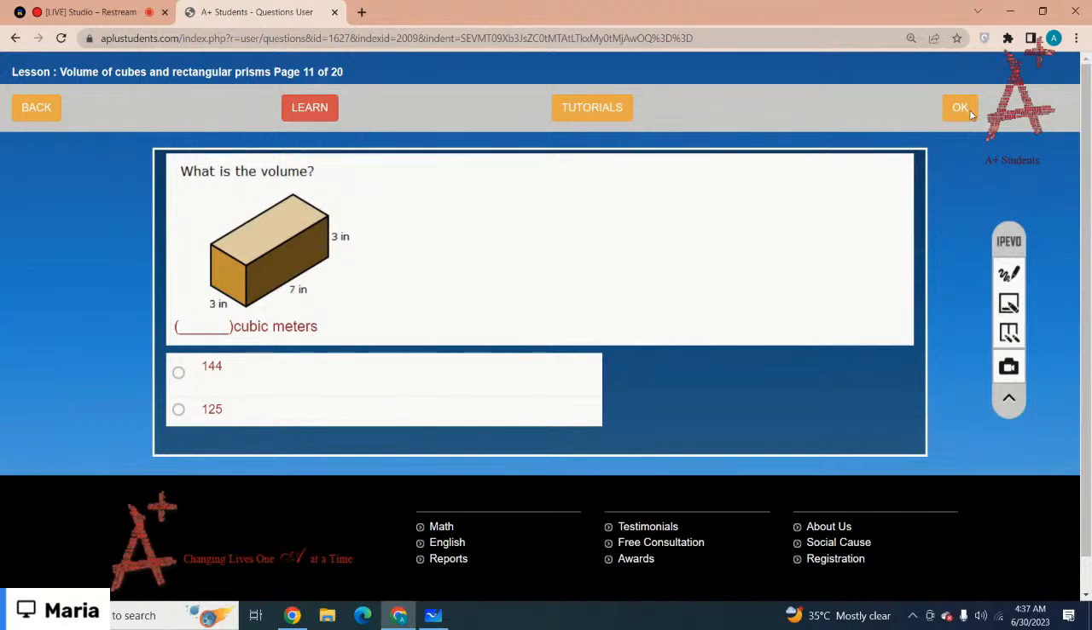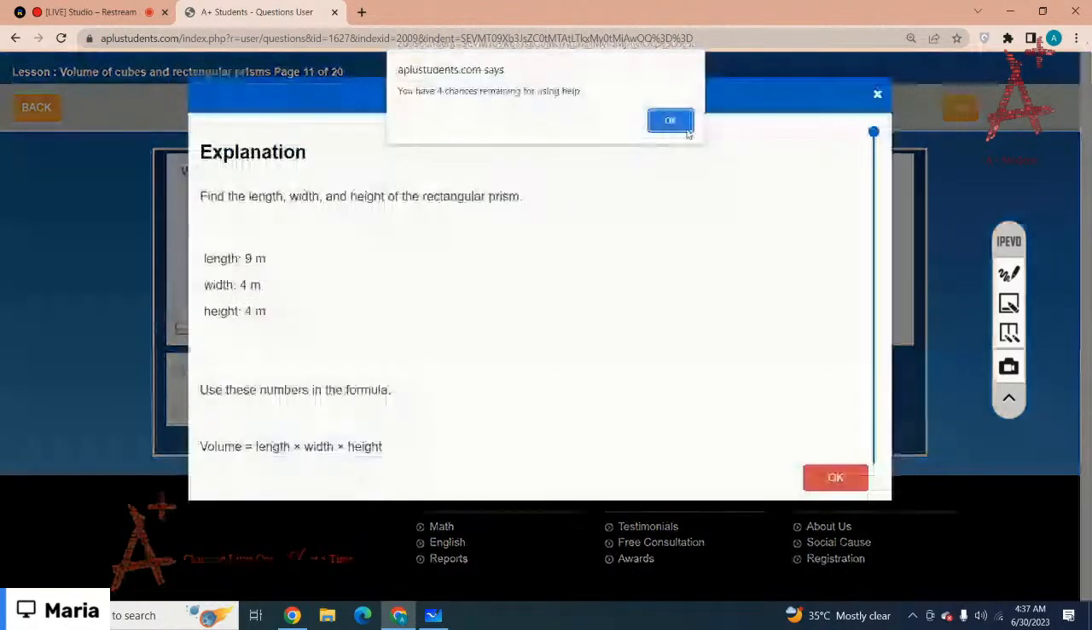What is the volume? You have to do length times width times height. So you have to do 7 times 3 times 3. 7 times 3 is 21 and 21 times 3 is 63. But you are not given the correct option. It would be 63.